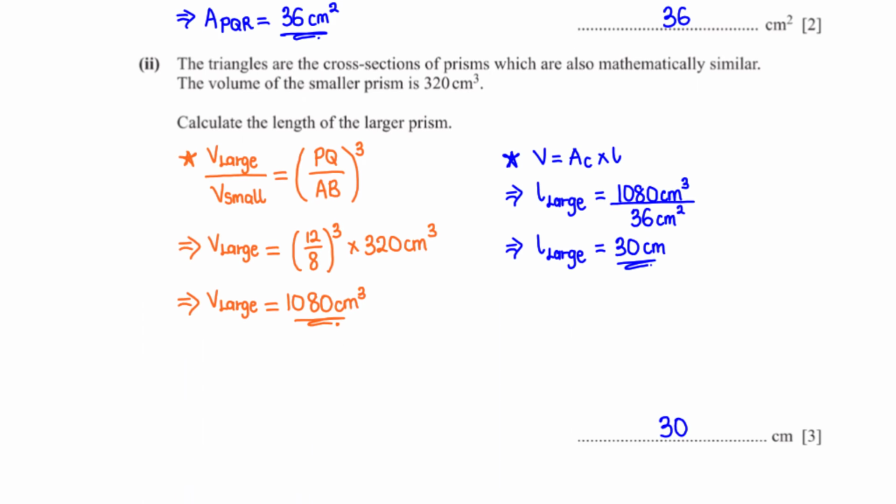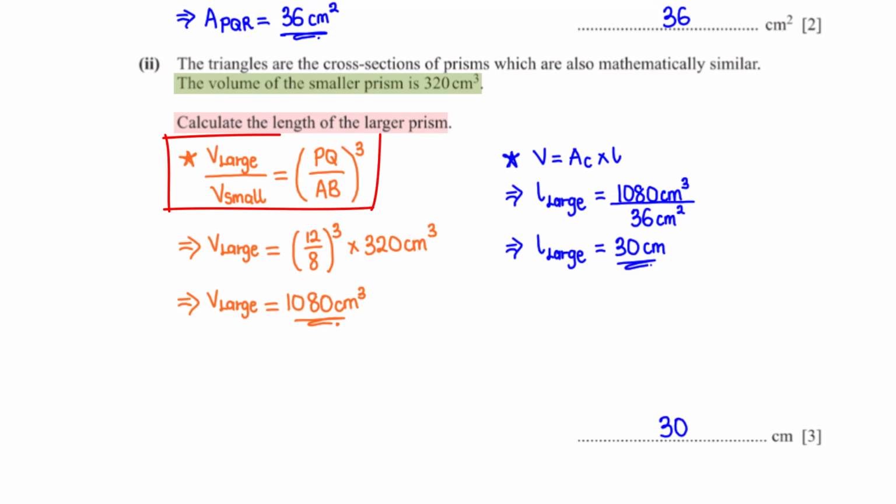The triangles are the cross-sections of prisms which are also mathematically similar. The volume of the smaller prism is 320 centimeters cubed. Calculate the length of the larger prism. Since the prisms are also mathematically similar and we've been given the volume of the smaller prism, we can easily find the volume for the large prism, which we can then use to find its length.